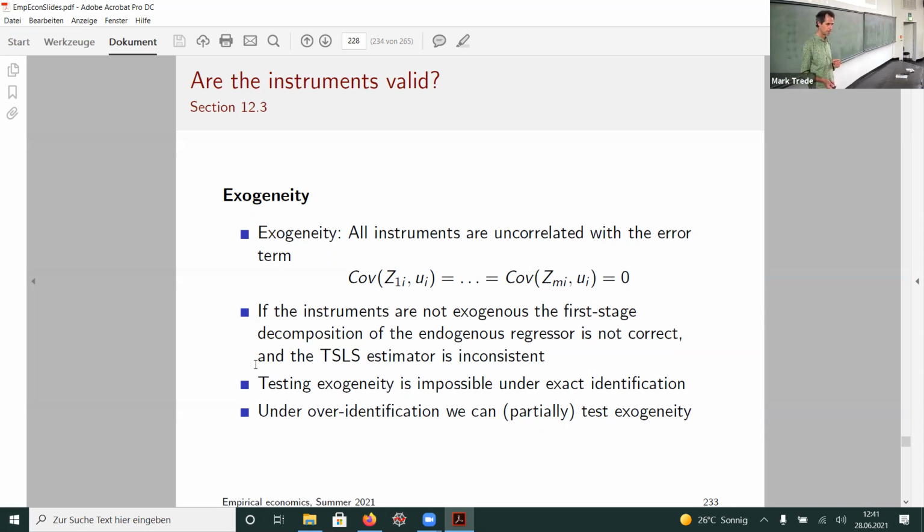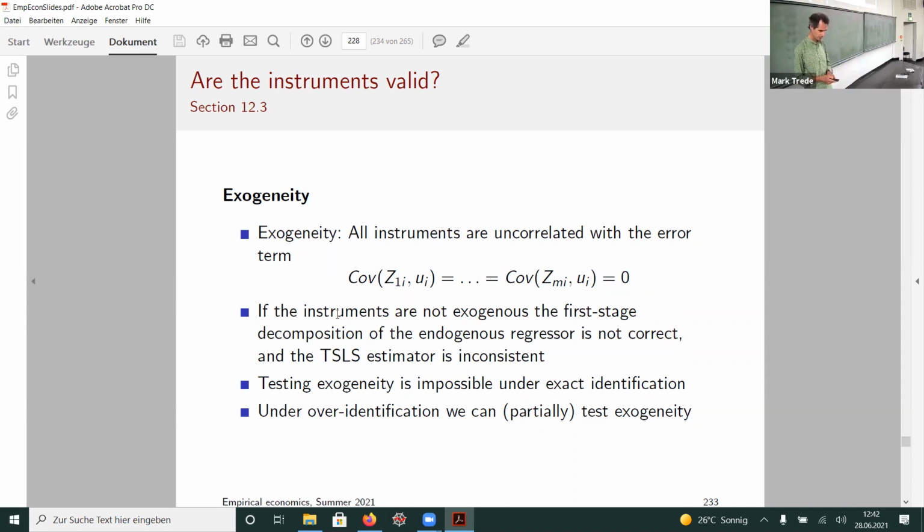Okay. So exogeneity. What does exogeneity mean? Once more, it means that the instruments are not correlated with the error terms. And it really means that all instruments are uncorrelated with the error terms. So all these covariances must be equal to 0. And if that's not the case, so if any of these instruments is actually not exogenous, then the first stage regression has a problem.